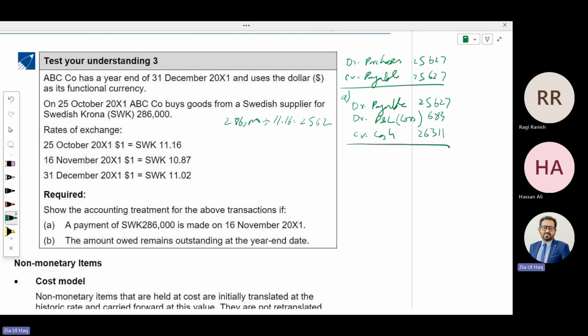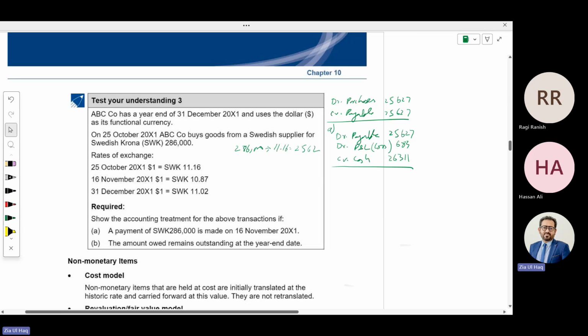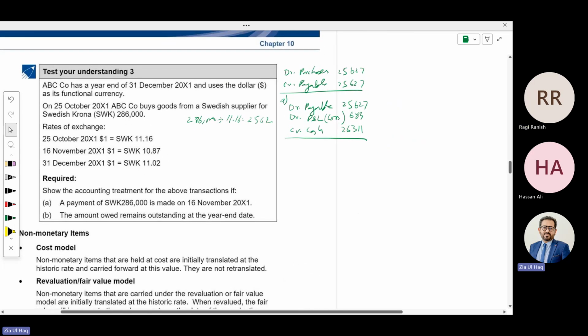Now they are asking about the amount remaining outstanding at the year end date. So if it remains outstanding at the year end date, we need to calculate 286,000 divided by 11.02. What's the amount? 25,953. So the original was 25,627.